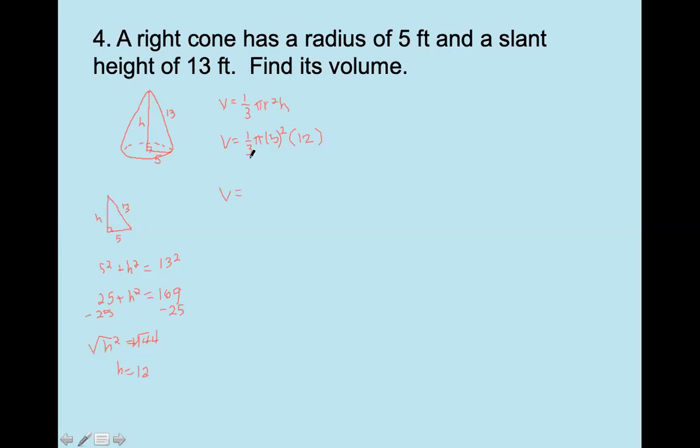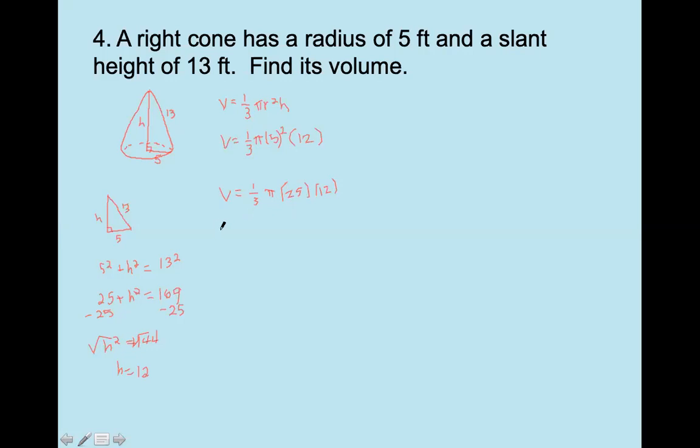So I'm going to do the 1/3. I can't do 1/3 of 5 squared, right? That doesn't go in there evenly. That's 25. But I can do 1/3 of 12 is 4. So now I'll go ahead and keep writing that down. We have 1/3 times pi times 25 times 12. Okay, I'm going to take 1/3 of 12, which is 4.